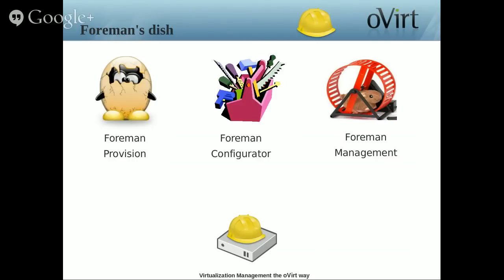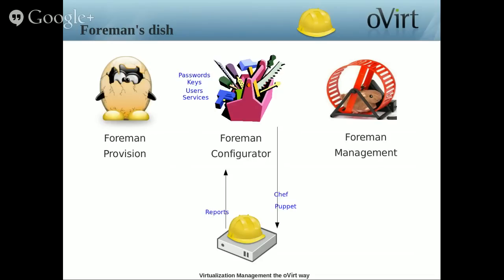As we saw before, we have the three phases: the provision part, the configuration part, and the management part. How does Foreman do that? First, for the provision part, Foreman gives you a PXE boot, and it allows you to choose whatever operating system you want to install on it. It's so easy that you just pick the installation media, and the host will boot up with this media and start to install.